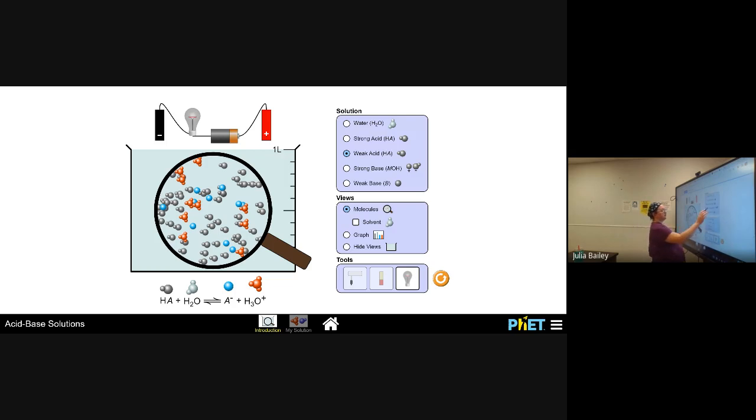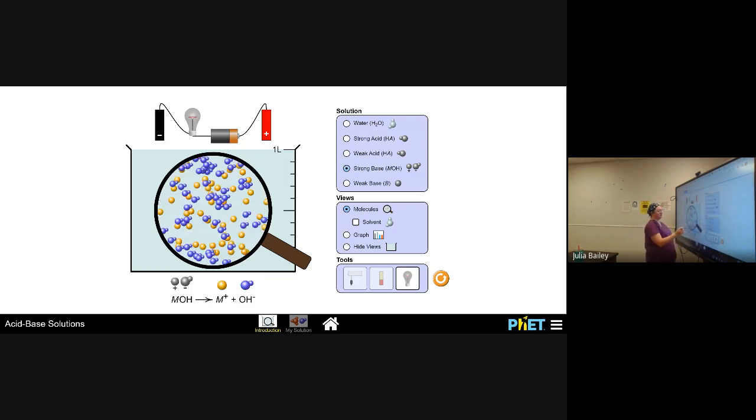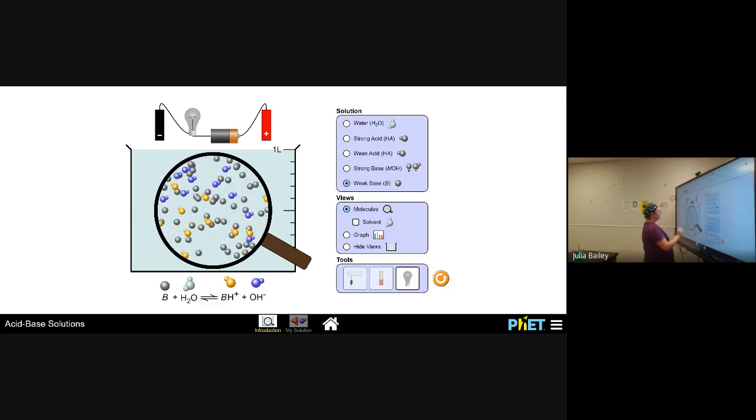So you can see the same thing for a strong base. For a strong base, all of it breaks up. All of it is broken up into the ions. It's all dissociated. But for a weak base, most of what you have at the end is the original base, and very little of it has broken up into the ions comparatively.